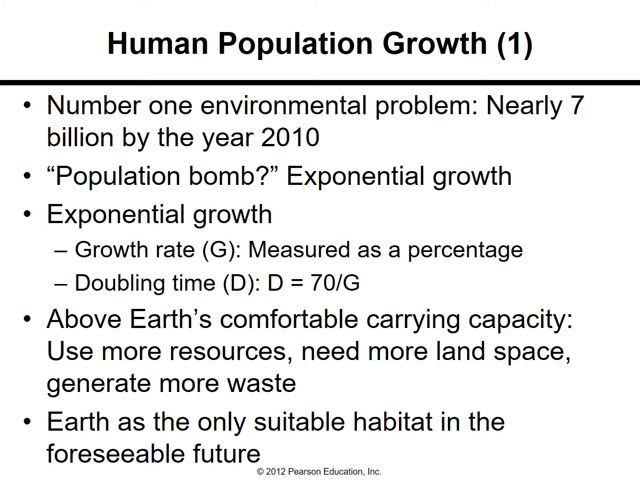To understand what exponential growth is, you might be more familiar with it in terms of earnings on income or mortgage rates. When we look at population growth, we might look at the growth rate, and if we call that G, that's measured as a percentage. If we want to know what the doubling time is for the population, we would just say the doubling time, D, is equal to 70 divided by that growth rate, G. And with that, we get our doubling time.